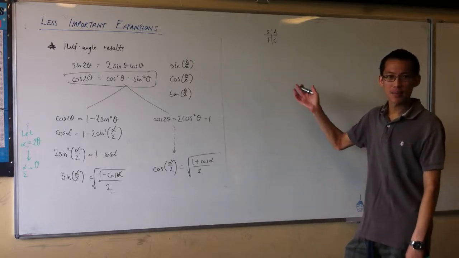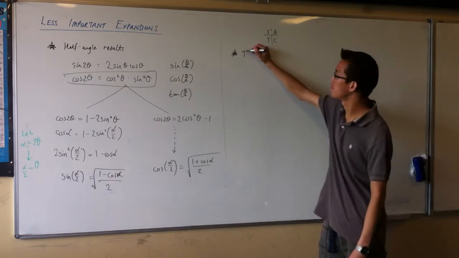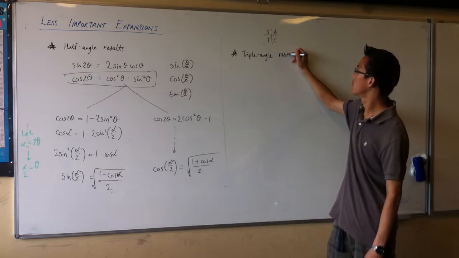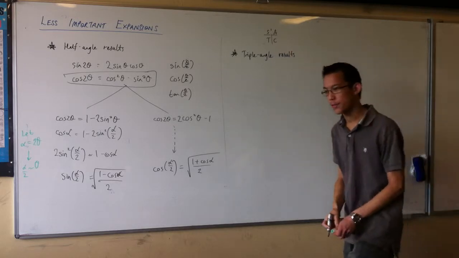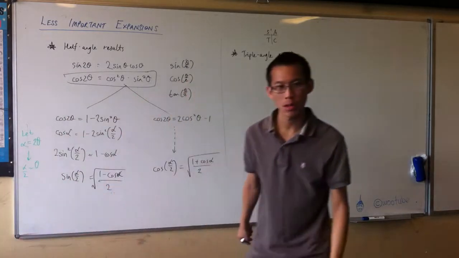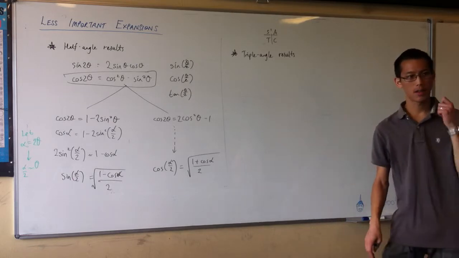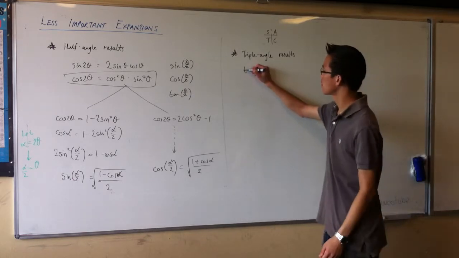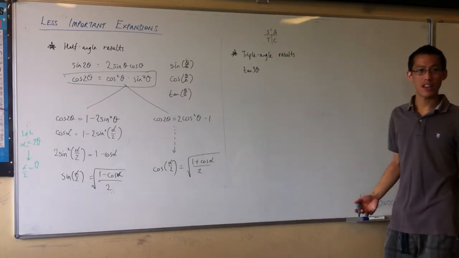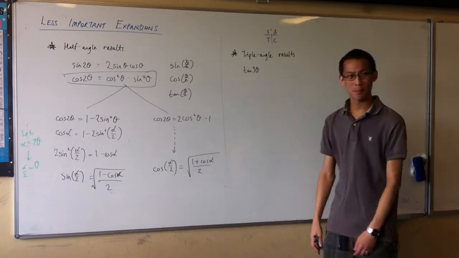The other set of less important expansions is, rather than double, the triple angle results. One of the results on, I think, the bottom of the first side of the sheet is for tan 3 theta. So how do you work out what tan 3 theta is in just terms of regular tans? It's not a particularly fun process.